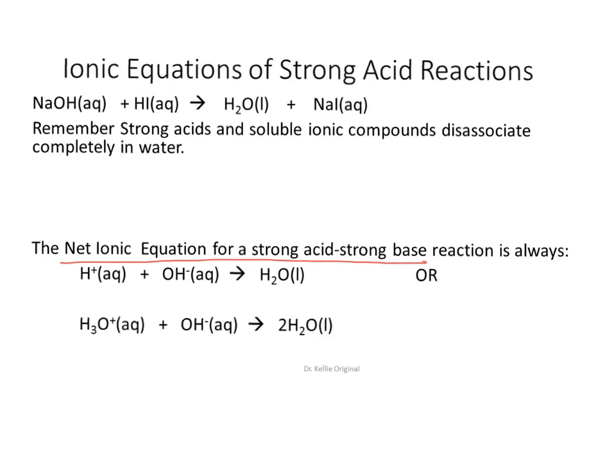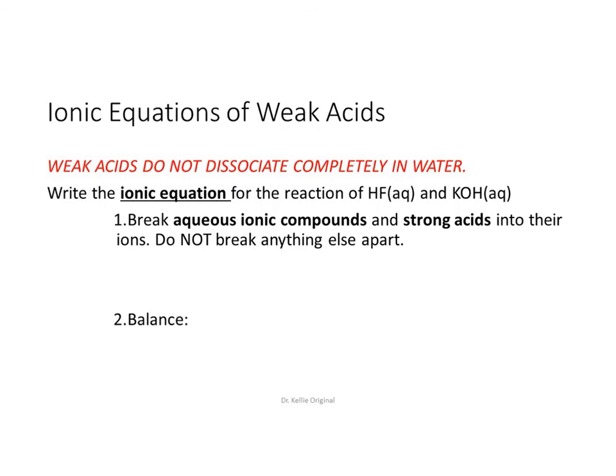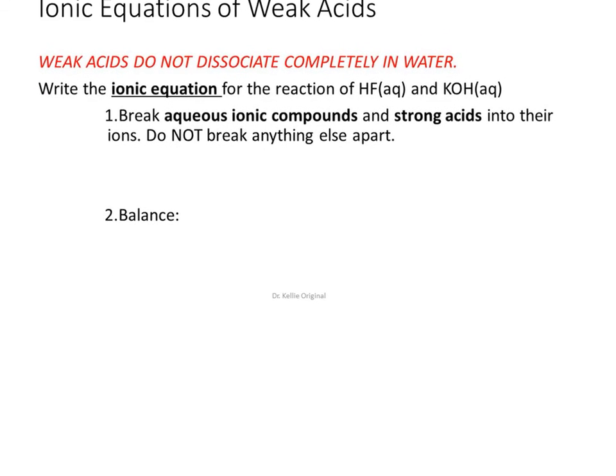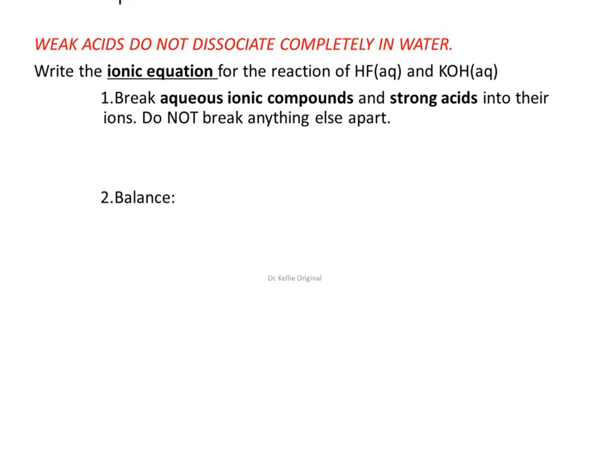What about weak acids and weak bases? Weak acids do not dissociate completely in water. Therefore, when you're writing an ionic equation, you don't break them up. Let's take a look at an example. Write the ionic equation for the reaction of hydrofluoric acid and potassium hydroxide. When writing an ionic equation, your first step is to break aqueous ionic compounds and strong acids into their ions. You never break anything else apart.